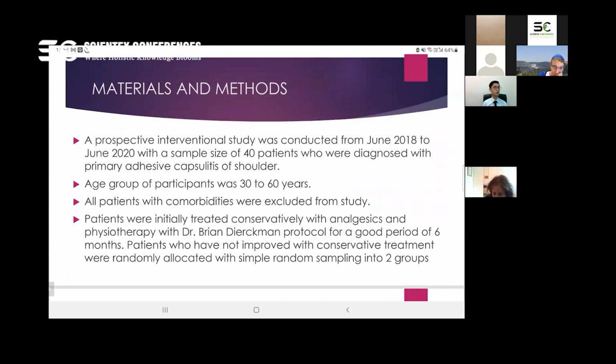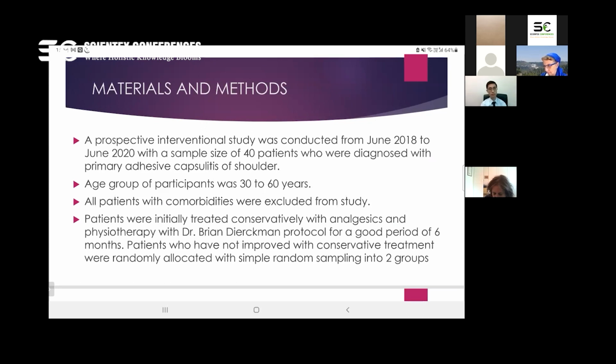Our study was a prospective interventional study. It was conducted from June 2018 to June 2020. The sample size was 40 patients who were diagnosed with primary adhesive capsulitis of the shoulder. The age group of our patients was between 30 and 60 years. As mentioned previously, it is the most common age group in which adhesive capsulitis occurs.